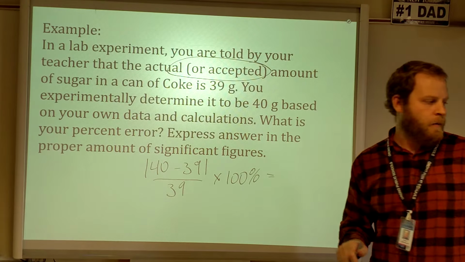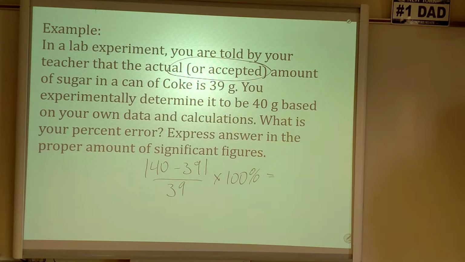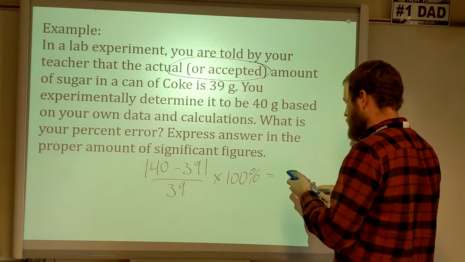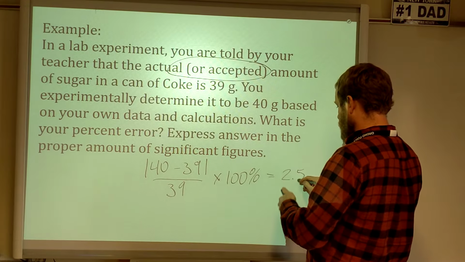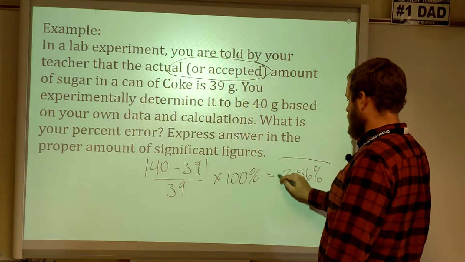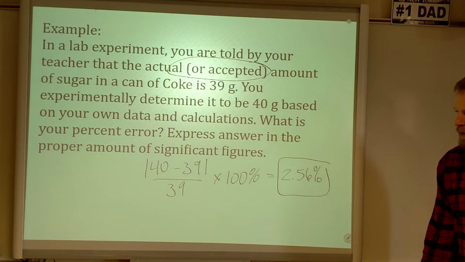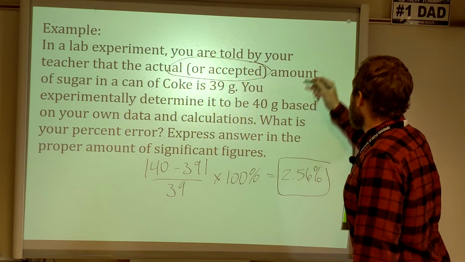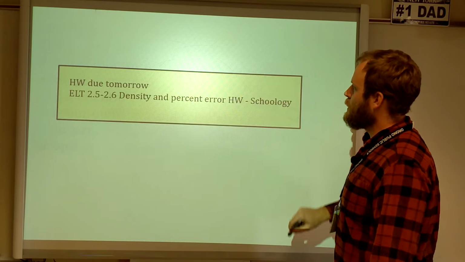If you don't multiply it by 100, it's going to be out of 1, and you're going to get an incorrect answer. So 1 divided by 39 times 100 is 2.56% error. This person was off by 2.56%. Good, useful information. Blah, blah, blah.